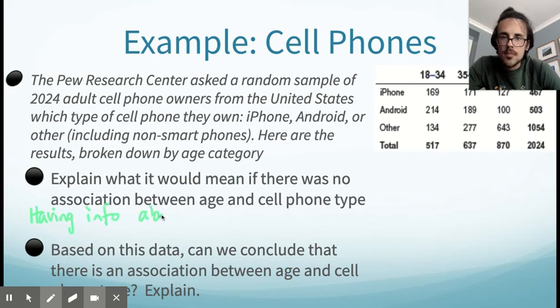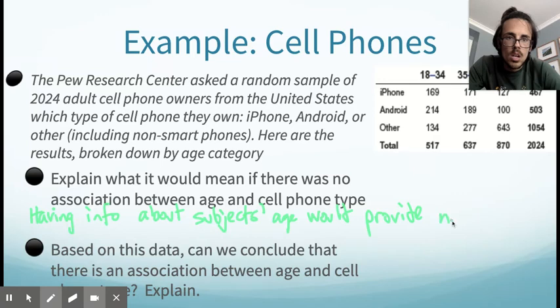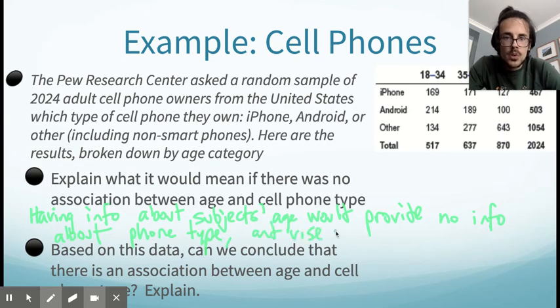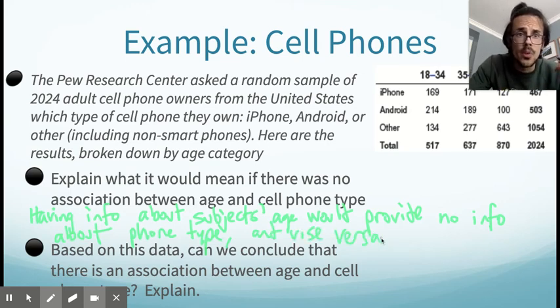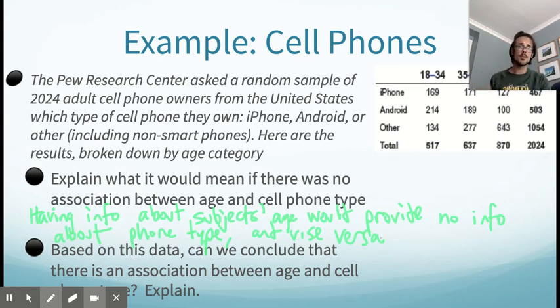Having info about a subject's age would provide no info about phone type, and vice versa. If two variables don't have an association, a word for that is independent, but we'll talk about that in a later chapter. But if there's no association, knowing one thing doesn't help us with the other.